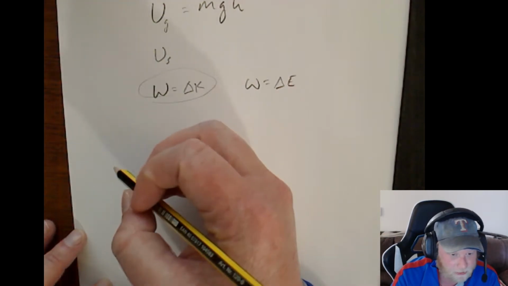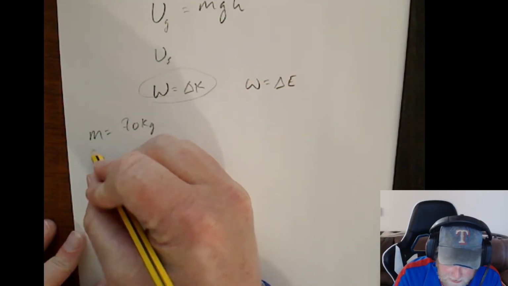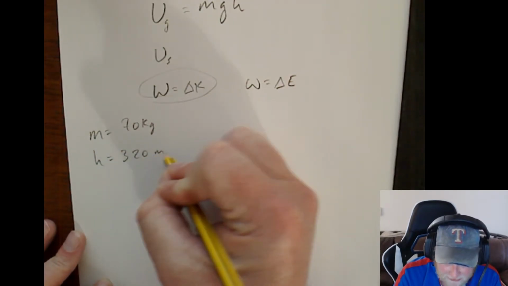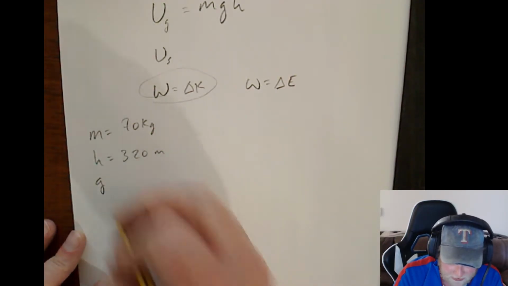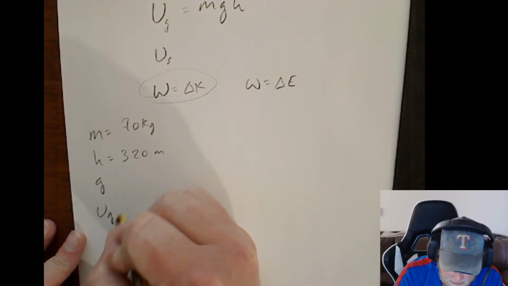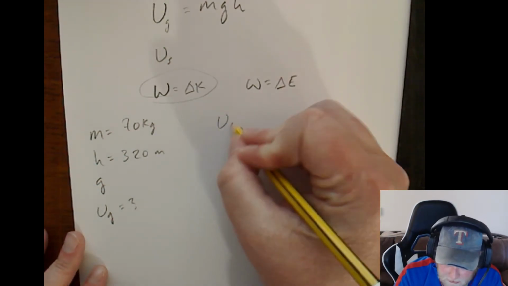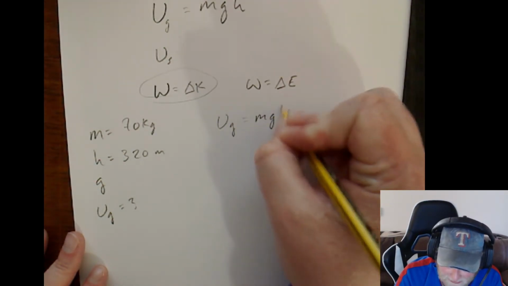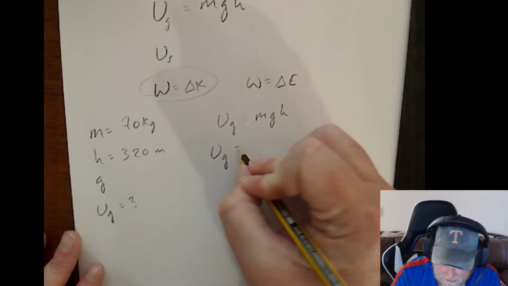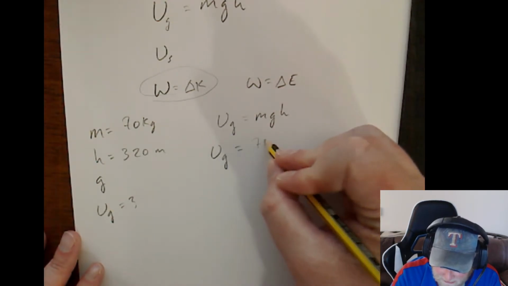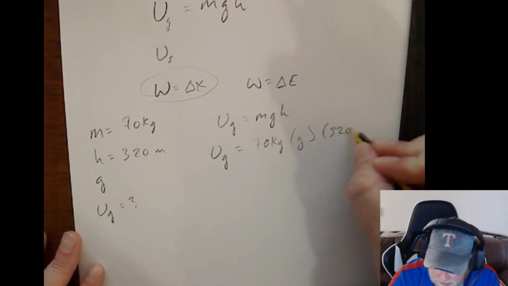So let's just start by listing out what we know. So the mass is 70 kilograms. The height that they ascend is 320 meters. We know g, and we want to know the gravitational potential energy. So, gravitational potential energy is equal to mass times acceleration due to gravity times height. So, gravitational potential energy is equal to 70 kilograms times acceleration due to gravity times 320 meters.